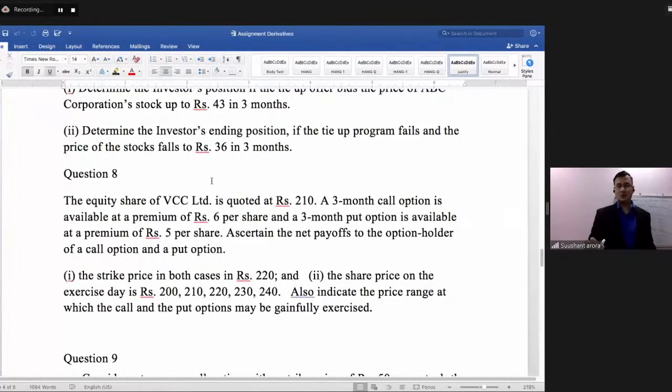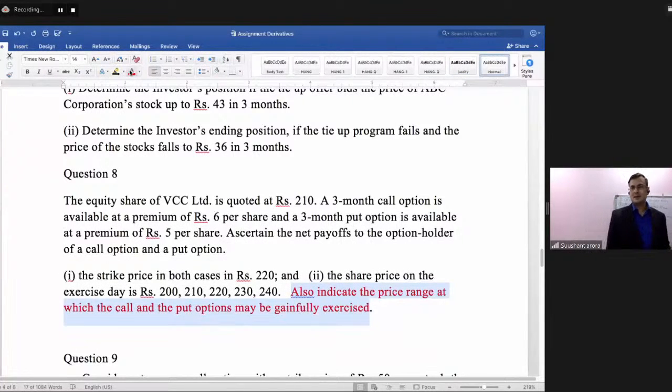If you still have any doubt, please ask me. But make sure, ask your heart whether you know what is an exercise price and what is a strike price. Both are the same. In the exam, it can be either. And what is a market price? That has to be seen. The strike price in both cases is 220. In the scenarios, the share price on the exercise day is 200, 210, 220, 230, and 240. Also indicate the price range at which the call and put option may be gainfully exercised. So the last line is also very important and has to be worked upon.